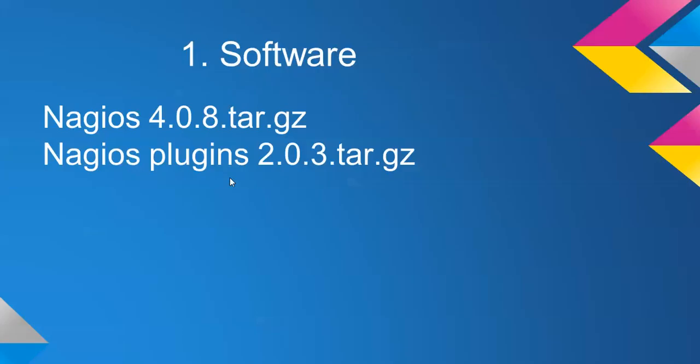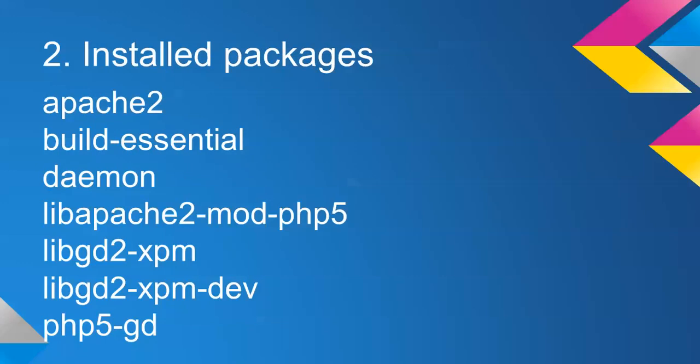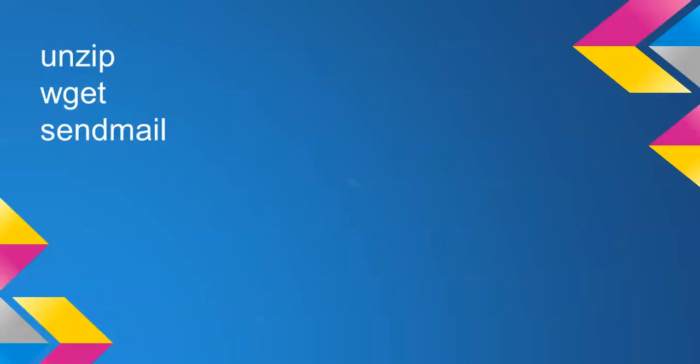So we require packages to install Nagios. We require Apache, build-essential, daemon, libapache2-mod-php, and PHP. All these dependencies we need to install. With these dependencies, we are going to configure Nagios. Let me show you how to install all these dependencies in one command.